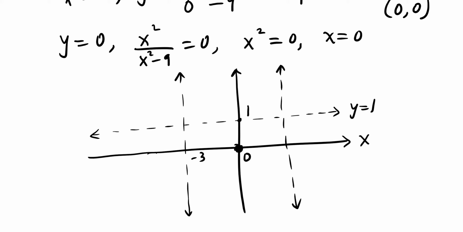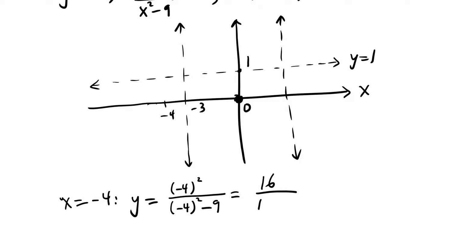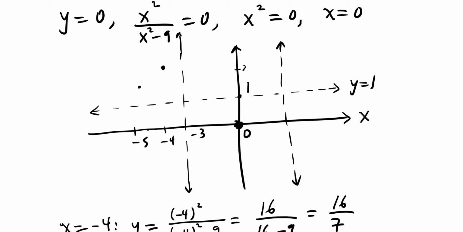Now we can select a testing point, say negative 4. Substitute it in. When x is negative 4, y is negative 4 squared over negative 4 squared minus 9. 16 minus 9, 16 over 7. So 16 over 7, 2 point something. So maybe 2 is here, somewhere there. And then if you take negative 5 and check it out, it's going to be here. So it's going to go like this.